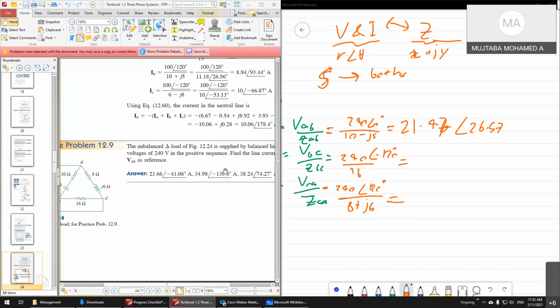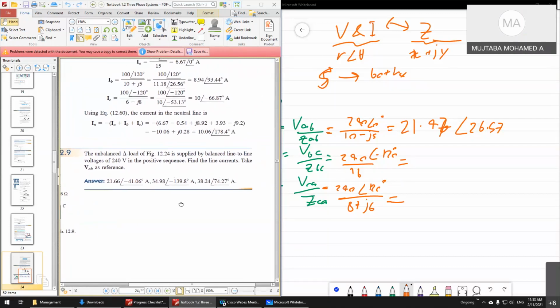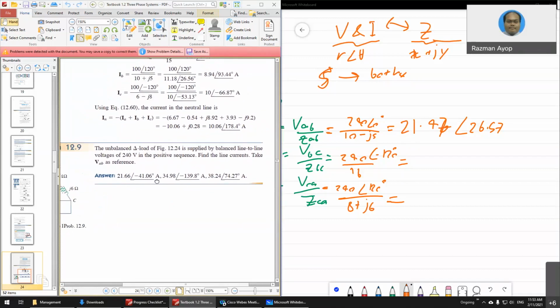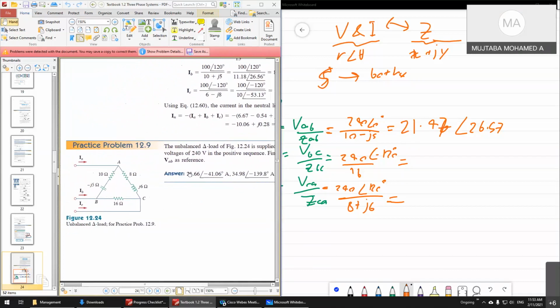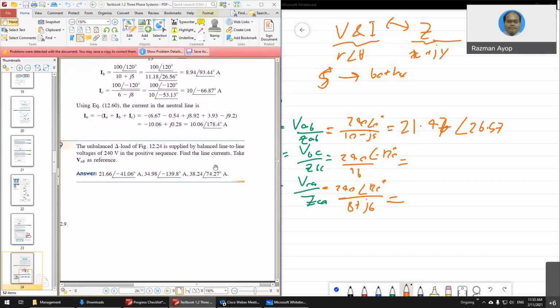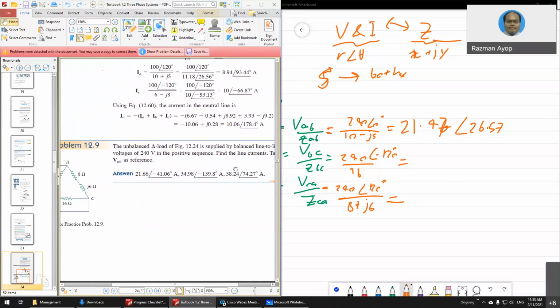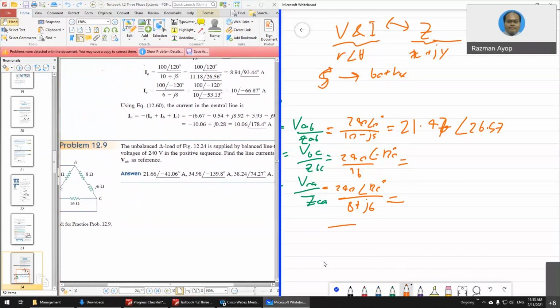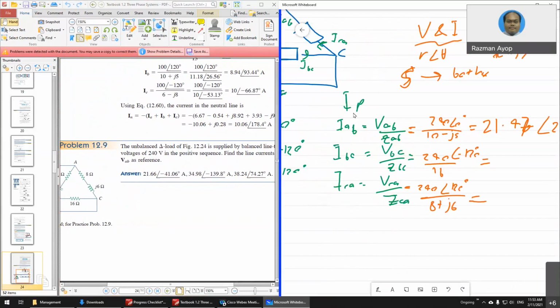So something is wrong with the answer. Try it for the first one: 21.47. This one and this one are not the same, right? You can see here, 6.56. Find the line current. Yes, they want the line current. This is the phase current, that's why we still don't get the answer yet. So we calculate the phase current.